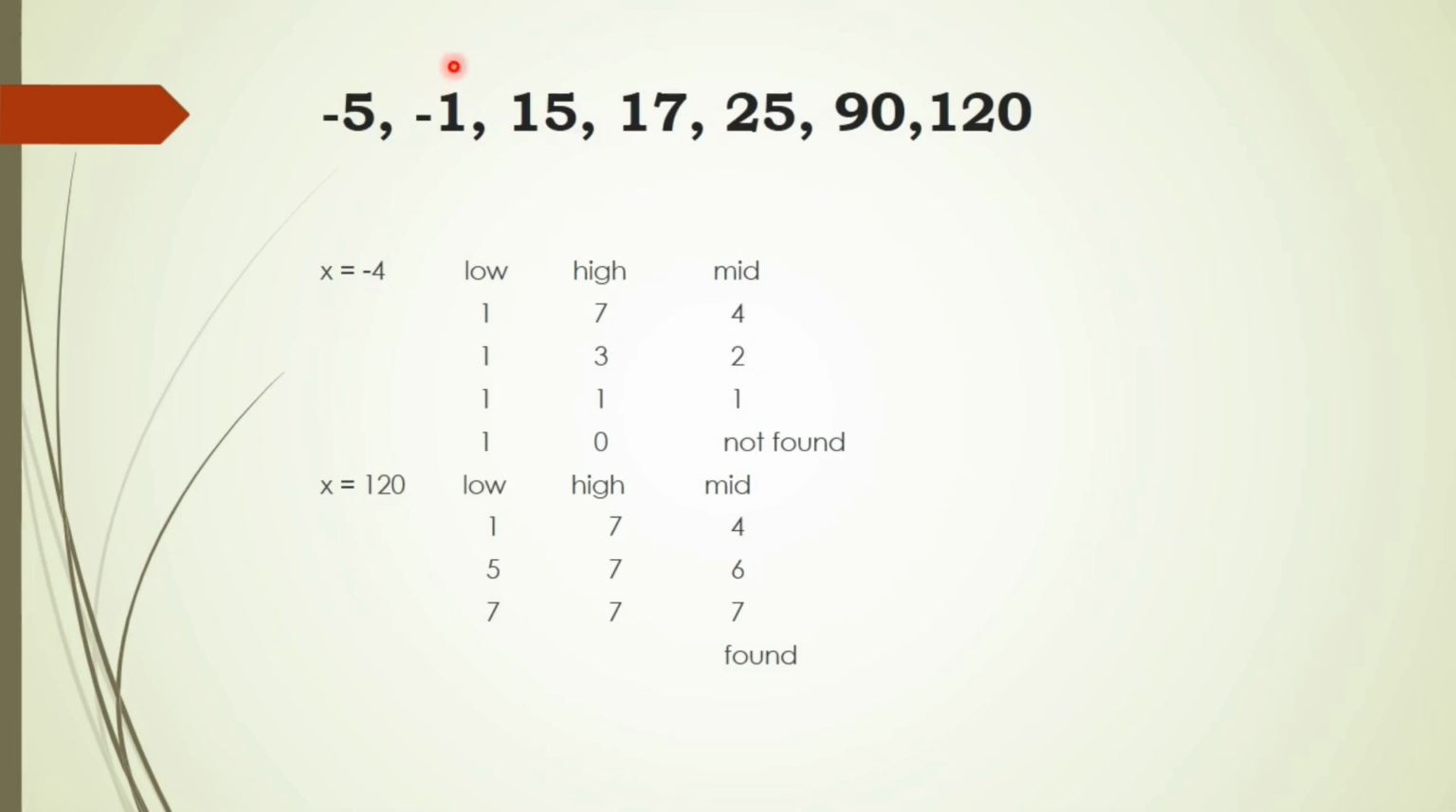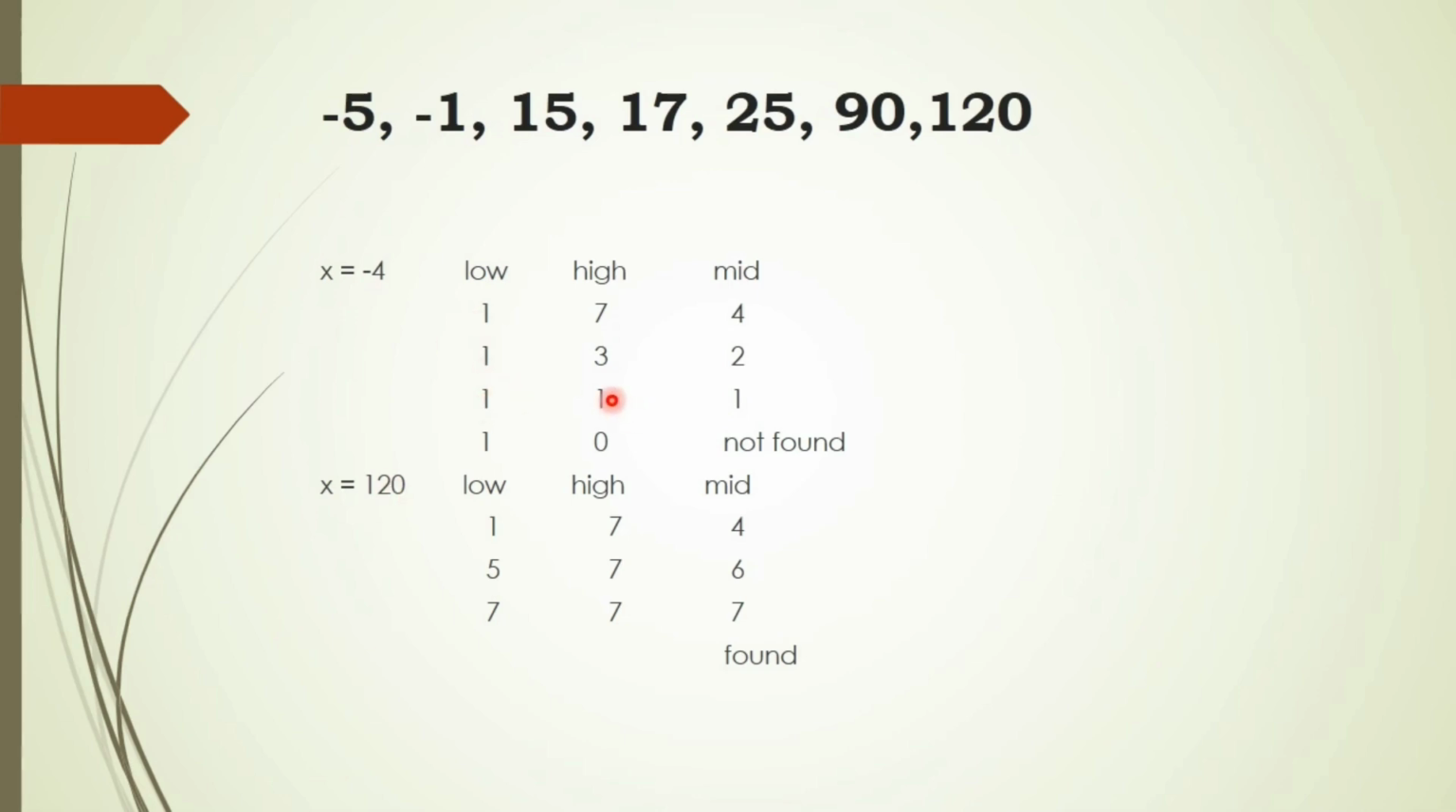What is the element at index 2? We have the element minus 1. Once again compare minus 4 with minus 1. Is minus 4 equal to minus 1? No. Minus 4 is lesser than minus 1. So what you need to do? You need to once again search the list before the mid minus 1. So low value remains the same, that is 1.